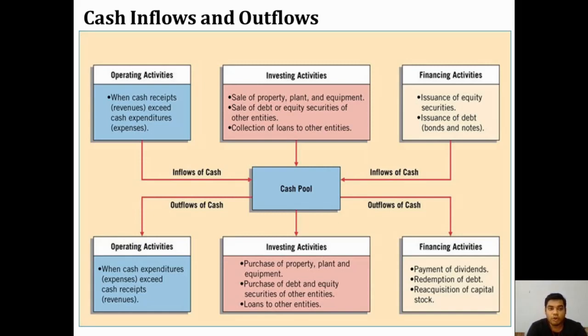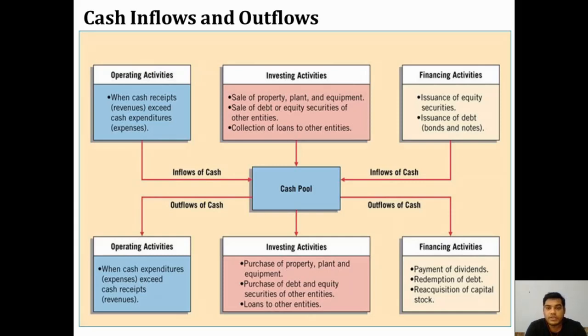If you check operating activities, when the cash receipts, that is the revenues, exceed the cash expenditure, that is expenses, that is the revenues are more than the expenses, then it is called an inflow of the cash. If the expenditures, that is the expenses, are more than the revenues, in that case outflow of the cash will be possible. This is for operating activities.